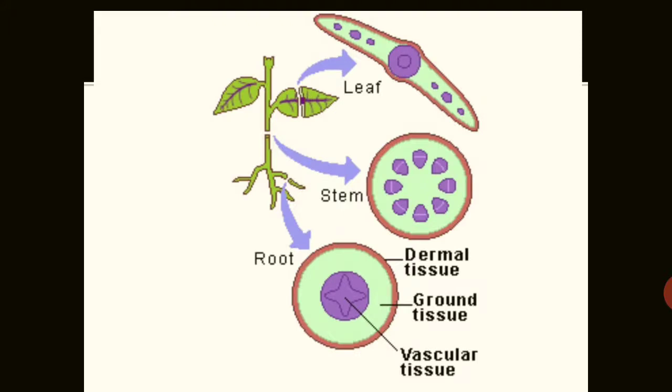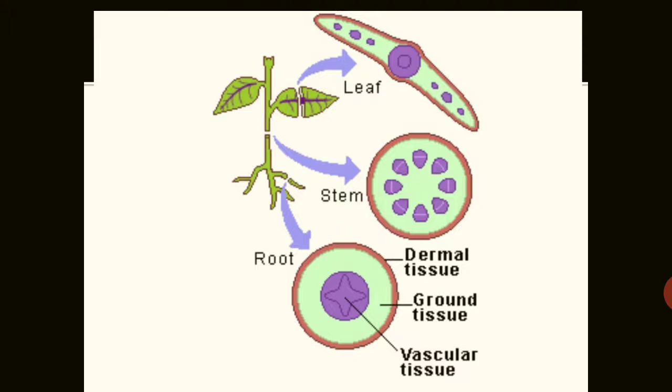Look at this picture. This picture shows the transverse section of leaf, stem and root. The leaf is shown in the upper part of the picture. The center position is known as the vascular bundle. The outer brown covering is the epidermal tissue, and the green appearance is the ground tissue system.